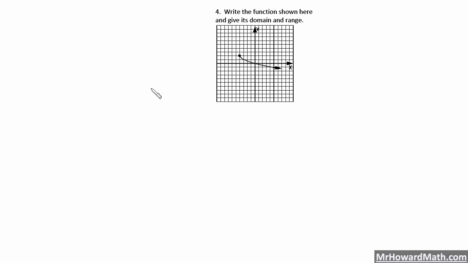Alright, question 4, write the function shown here and give its domain and range. So this is a square root. It's been reflected over the x-axis. It's upside down, so that's a negative out in front, and we know it's a square root. It's been moved to the left 1, 2, 3, 4, so that's going to be an x plus 4 underneath here to get that left 4 part, and then it's been moved up. That anchor point has a y coordinate of 1, 2, so it's plus 2 out here.